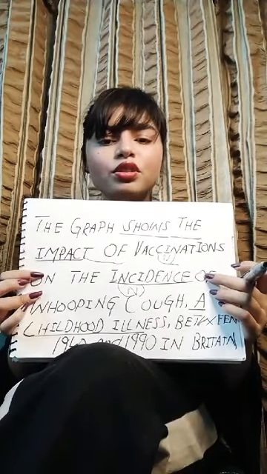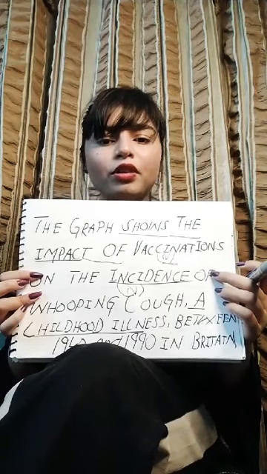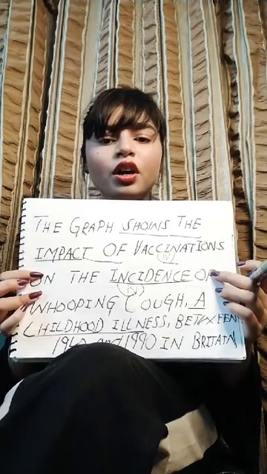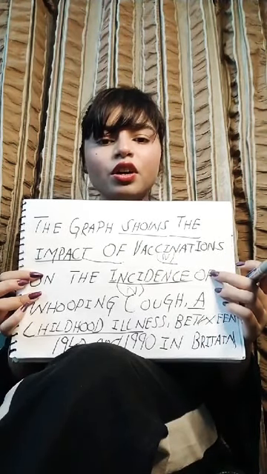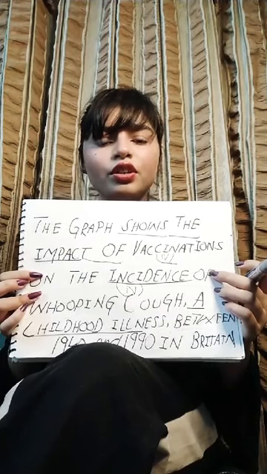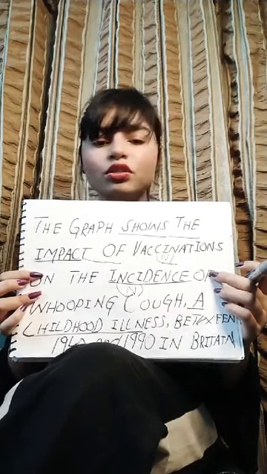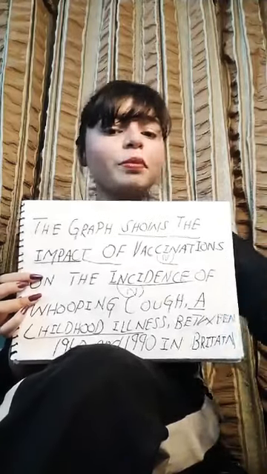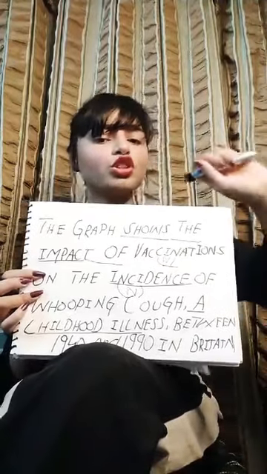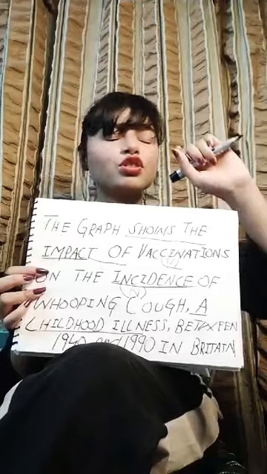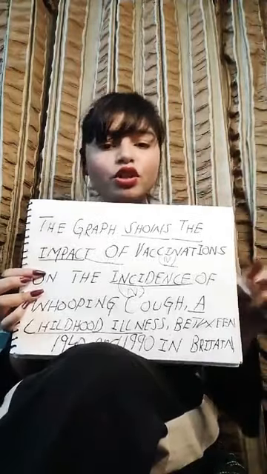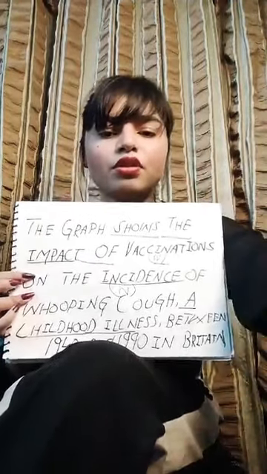Okay, Shiroz is saying the graph gives information about the effects of vaccination, the incidence of whooping cough, toddler illness. No, we are not sure about the age, so you cannot use the word children. You cannot change the word children. No, during the 5 decades in Great Britain, not bad.